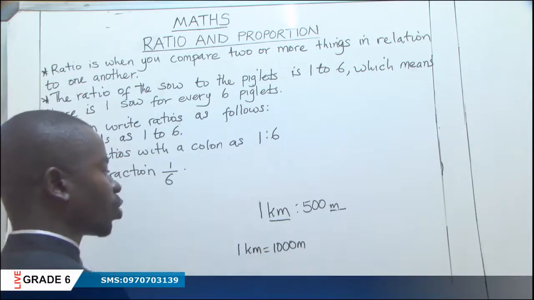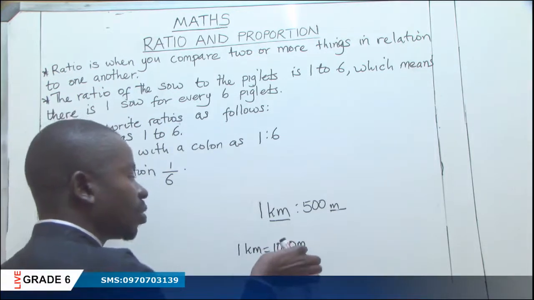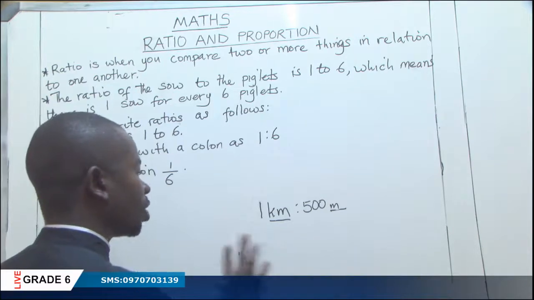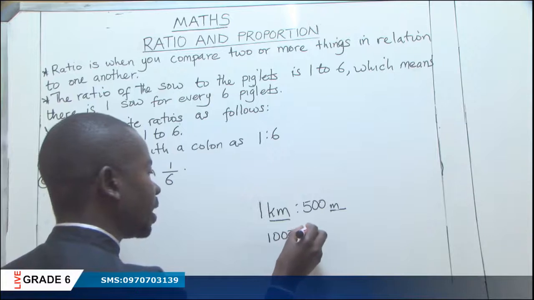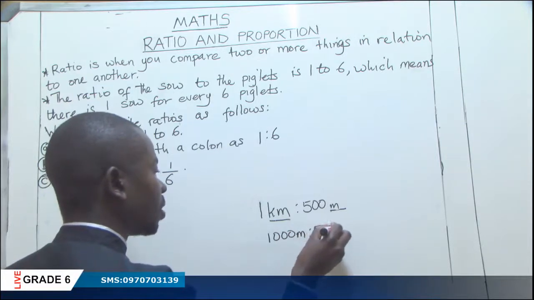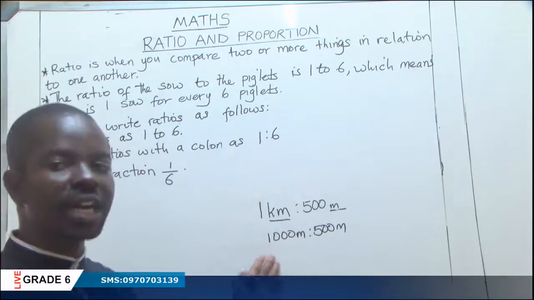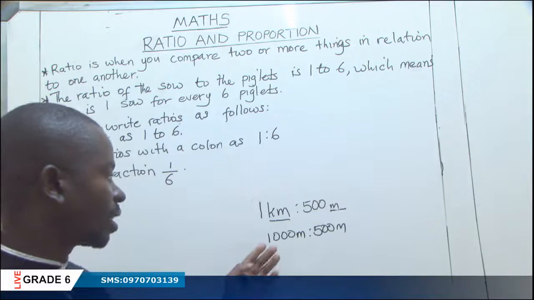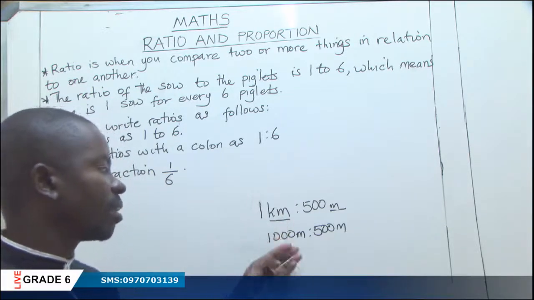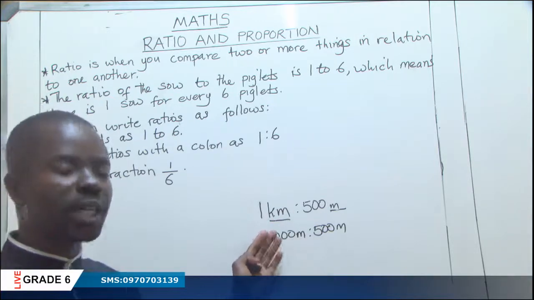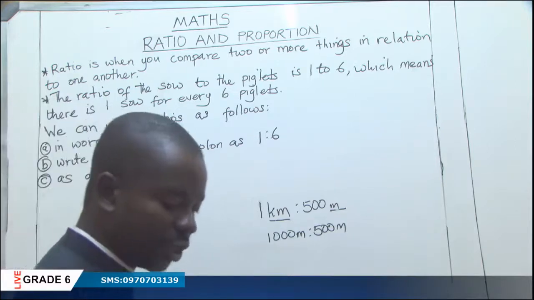So if 1 kilometer is equal to 1,000 meters, it means that our 1 kilometer there will be 1,000 meters. So we are going to write it as 1,000 meters to 500 meters. Both units are now the same. If the units are the same, it is easier for you to divide.